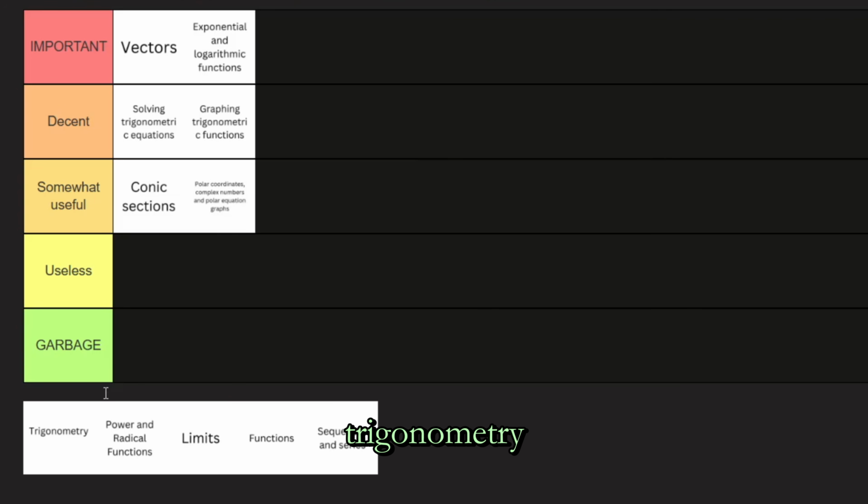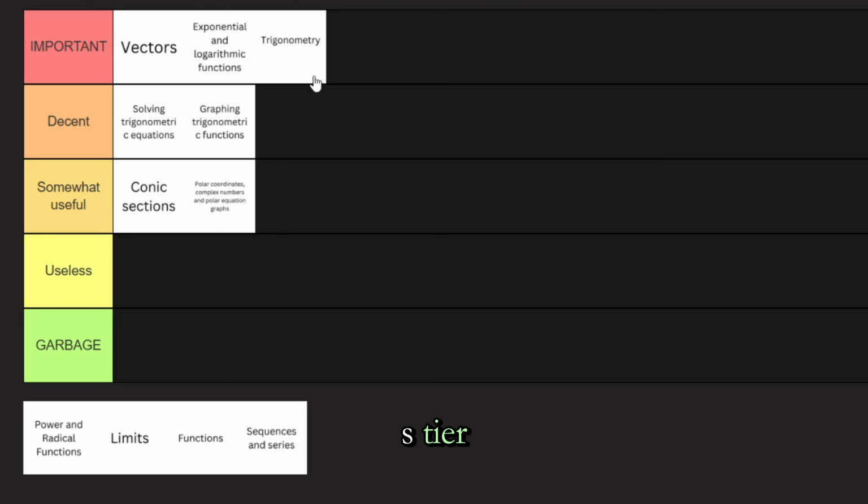Next, we have trigonometry. Obviously, this is going to be an S tier. Trigonometry is so important. I don't know how much I have to stress it. When I say trigonometry, I mean like sine, cosine, right angles, stuff like that. You do learn that in pre-calc, and I feel like it is somewhat important.